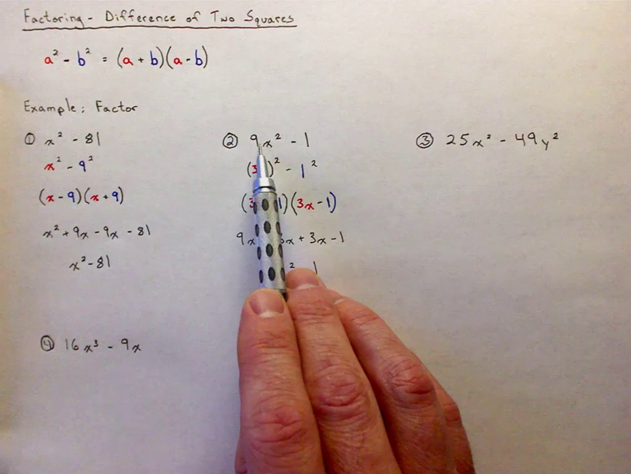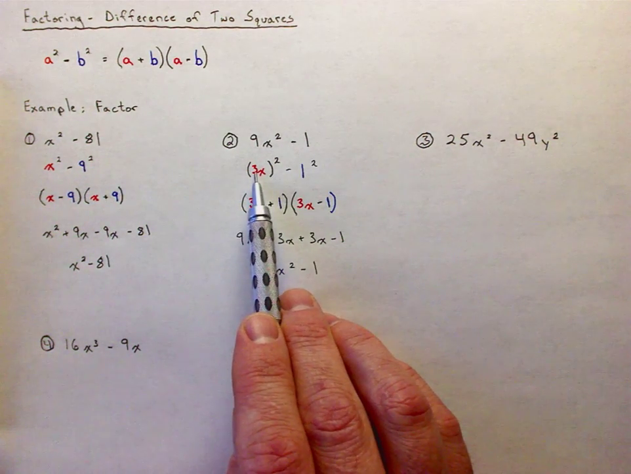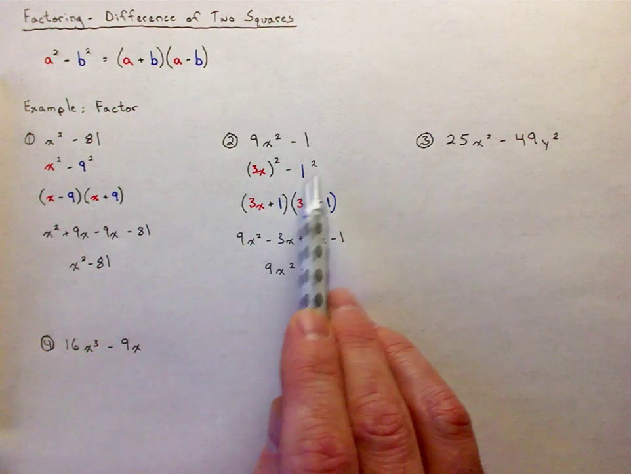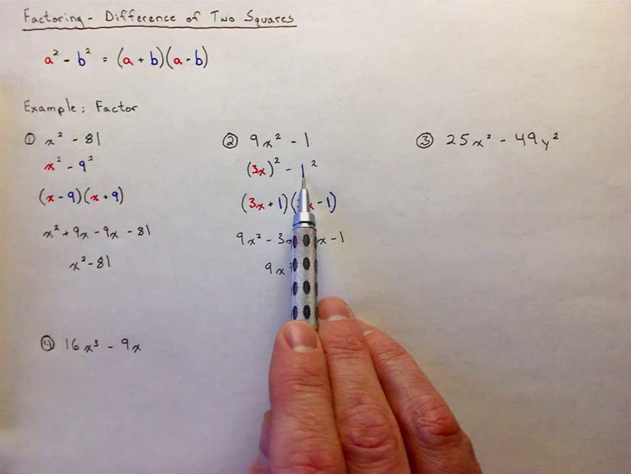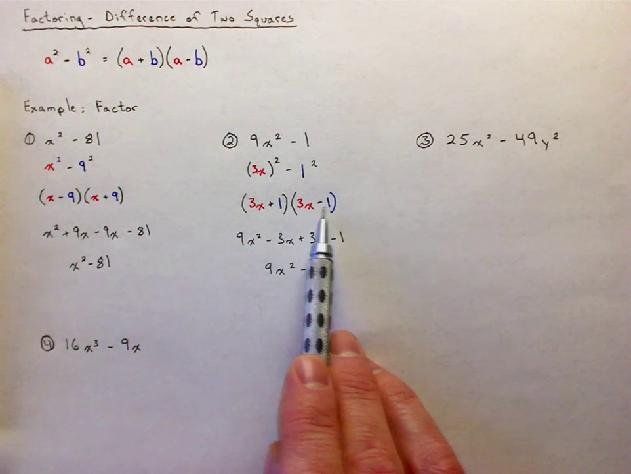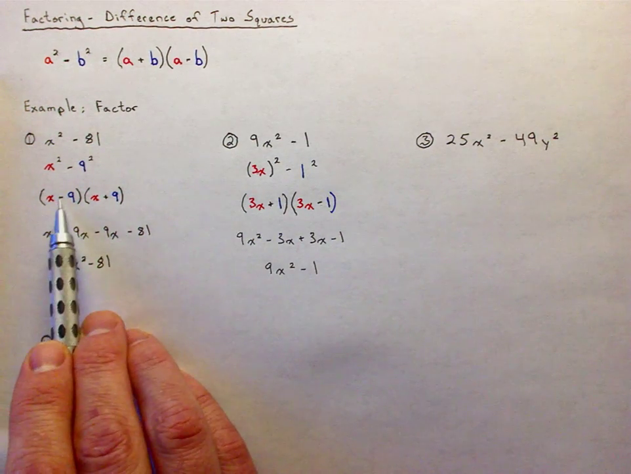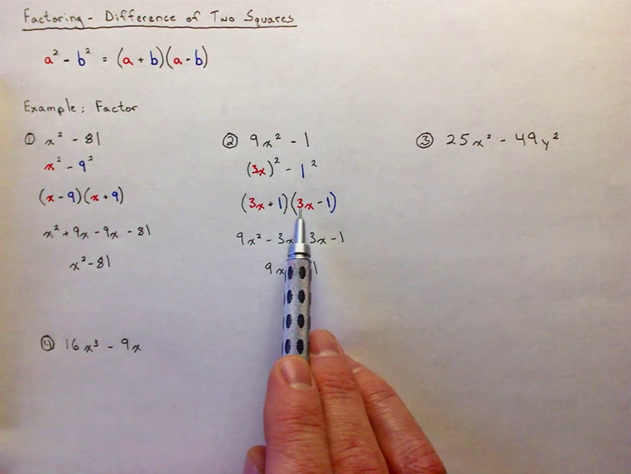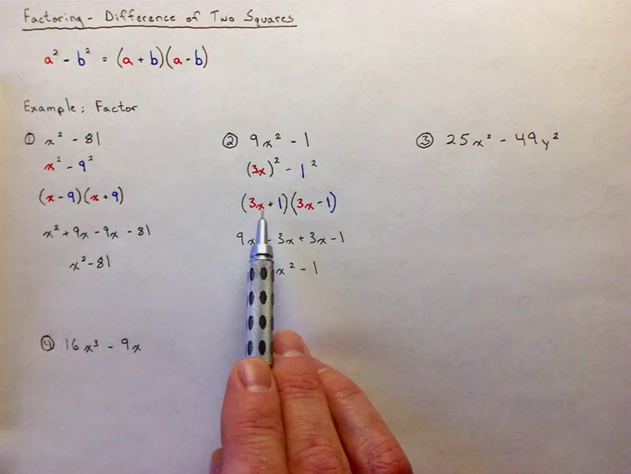Another example. I have 9x squared minus 1. Well, this is simply 3x squared minus 1 squared. This is my a, 3x. This is my b, 1. 3x plus 1 times 3x minus 1. Notice I have plus and minus in opposite positions than I had before. Commutative property of multiplication, it doesn't matter. I will still end up with 9x squared minus 1 whenever I check my work.